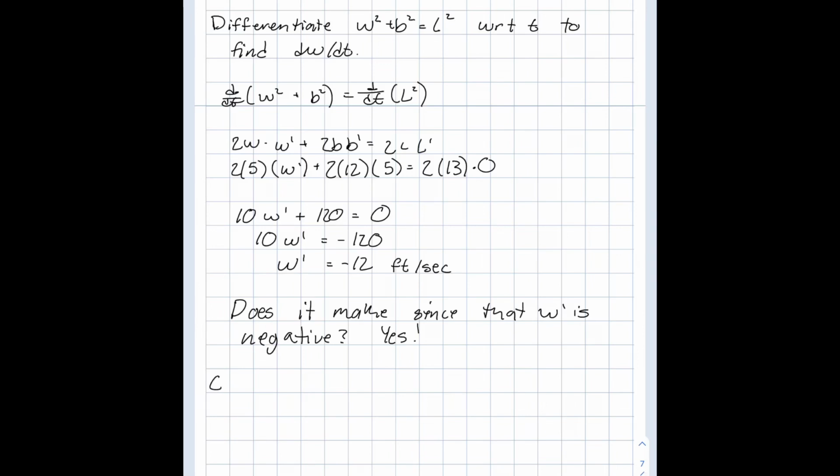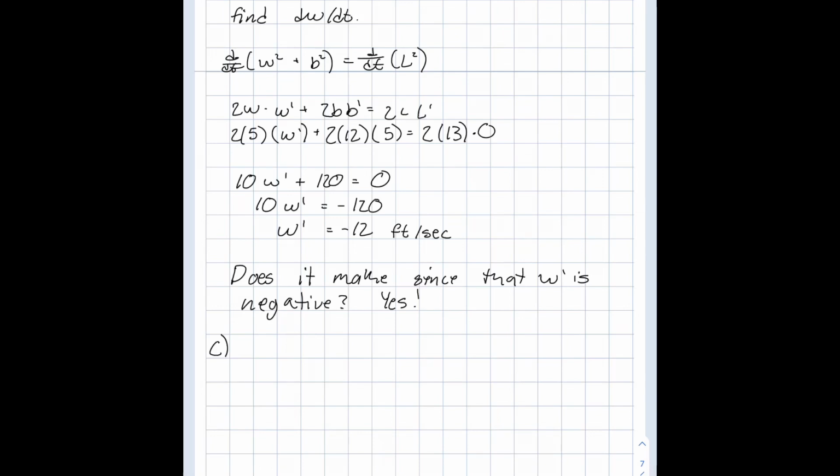Let's do, we're gonna skip part C because it has to do with the area of the triangle, and I kind of feel like giving that for you guys for homework. So I'll put that.